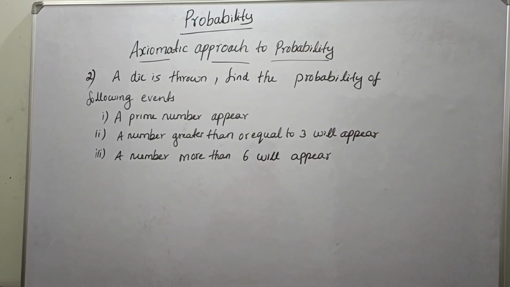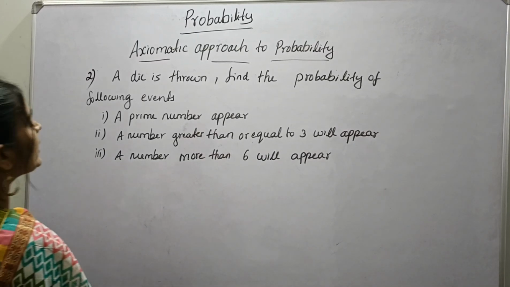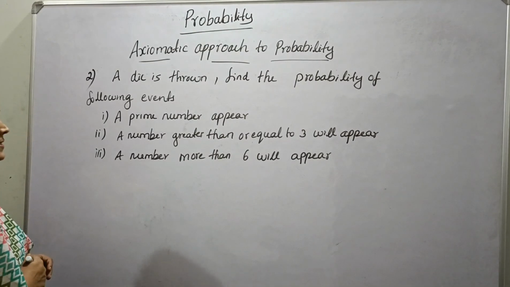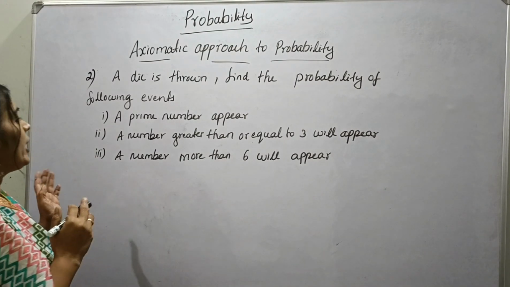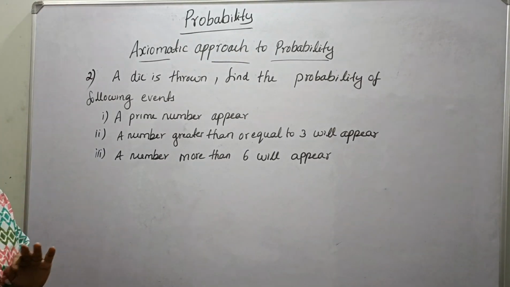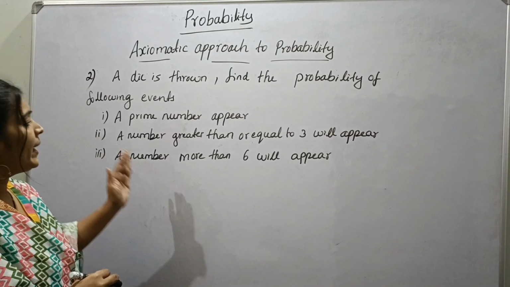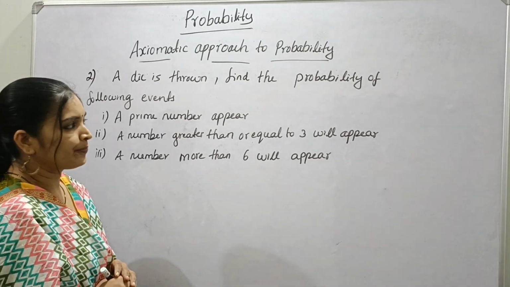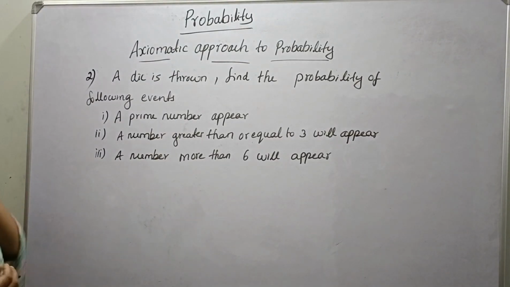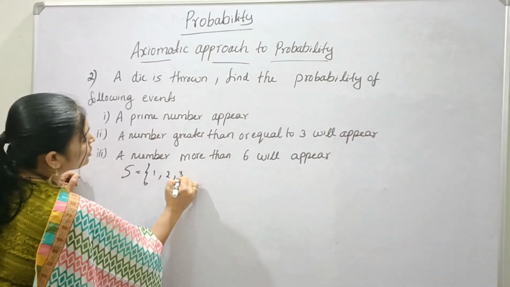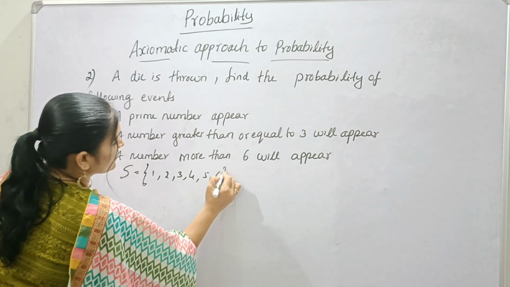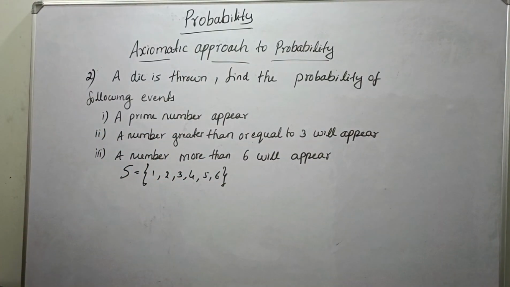See the next question. A die is thrown. Find the probability of the following events. The three events are given: a prime number appears; a number greater than or equal to 3 appears; a number more than 6 appears. When a die is thrown, the sample space is S equal to 1, 2, 3, 4, 5, 6, right?